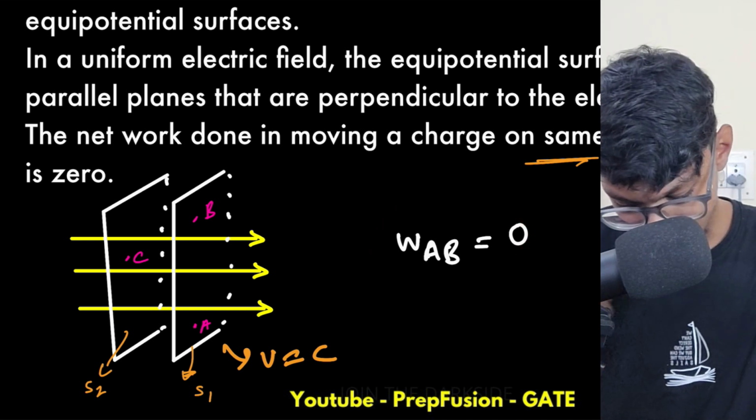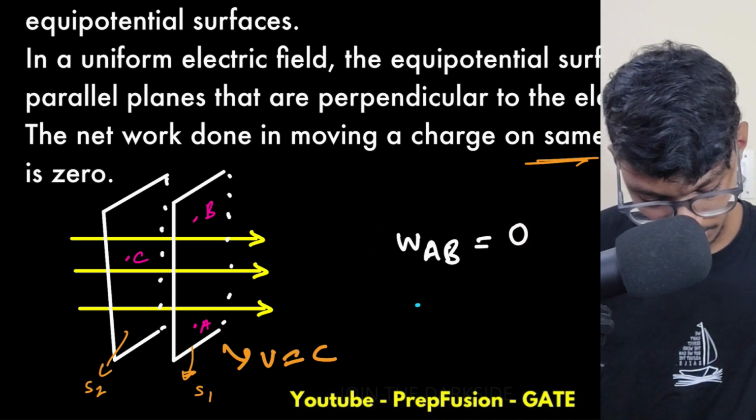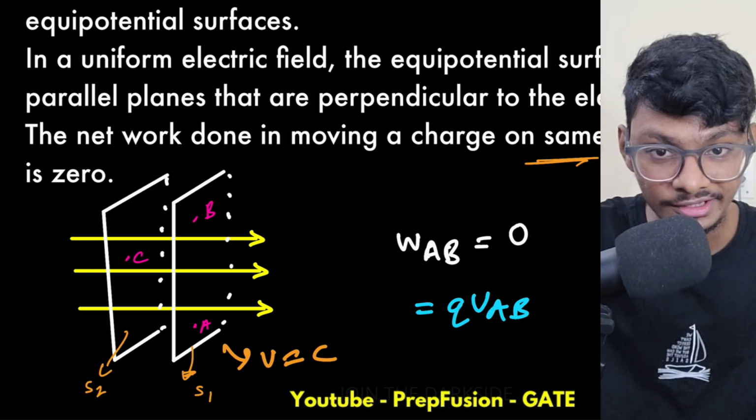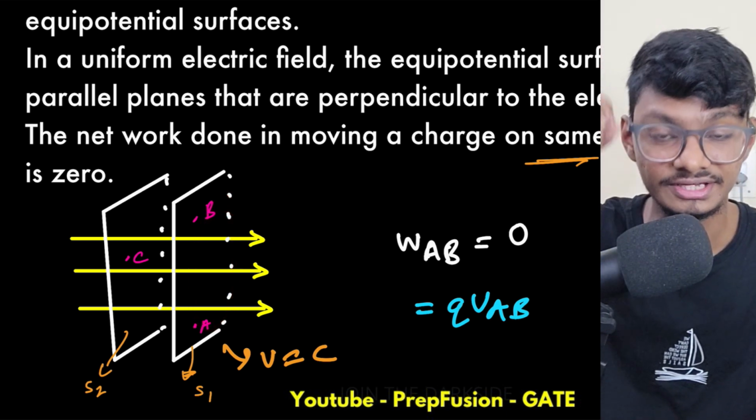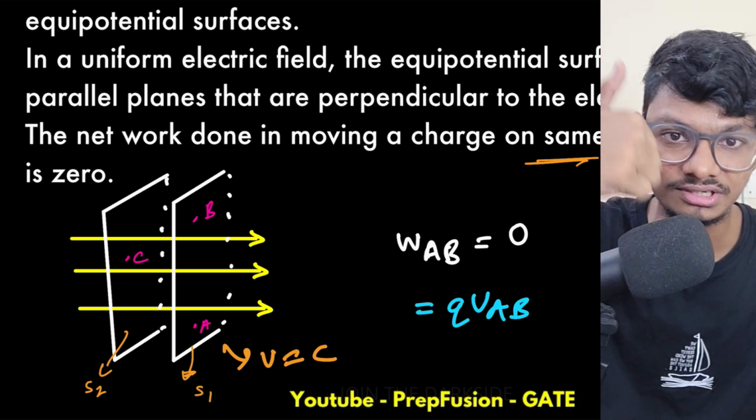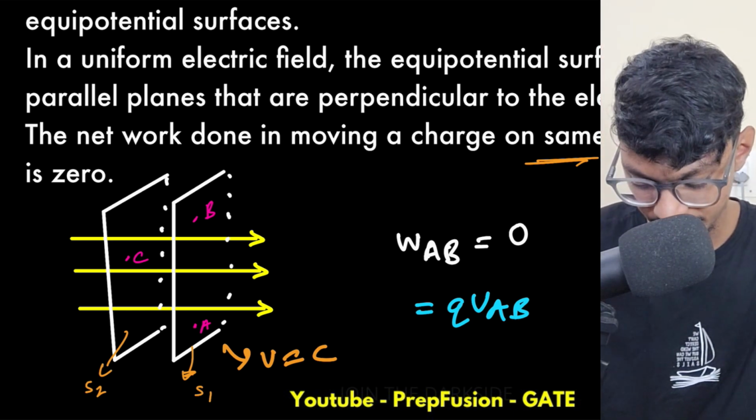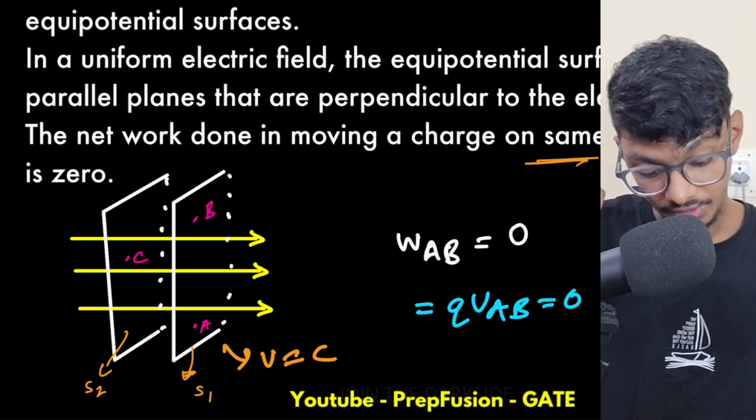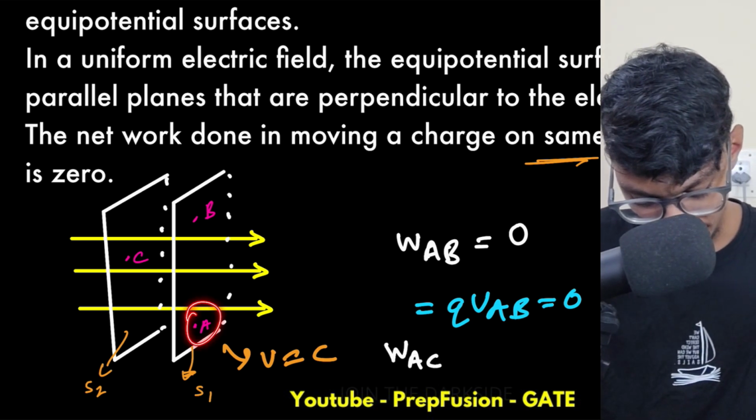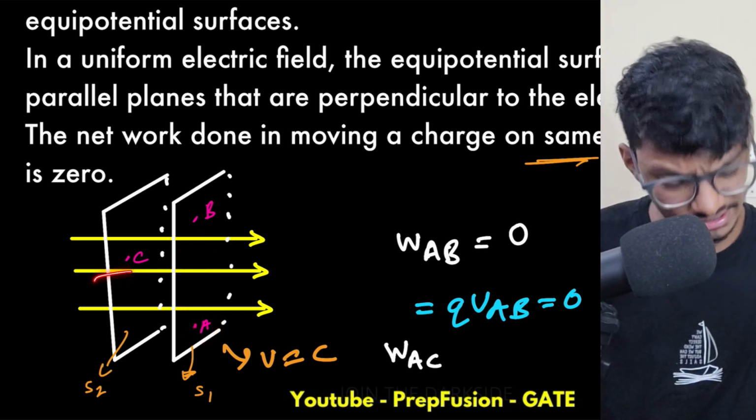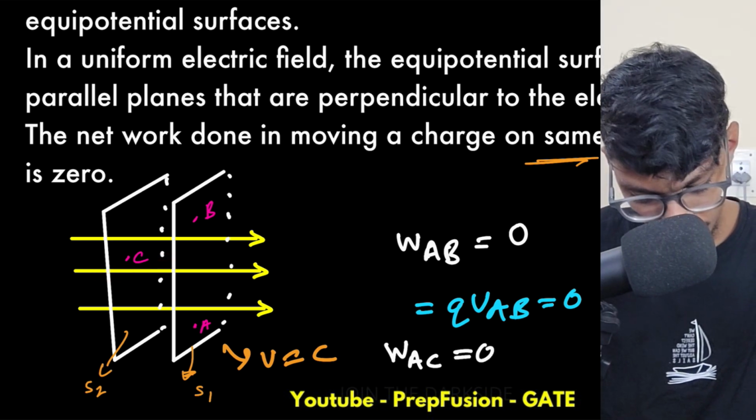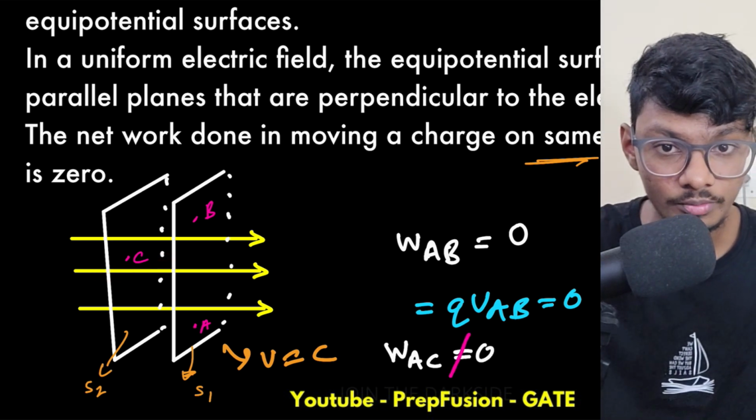Why? Because, as we have learned, work done is equal to Q times VA minus VB. And I am telling you that this is an equipotential surface. If this is an equipotential surface, then VA is equal to VB. That means the potential difference is 0, so this will simply be 0. But what about WAC, if I am moving from A to C? These are two different equipotential surfaces. Will it be 0? No, it will not be 0. Why will it not be 0?